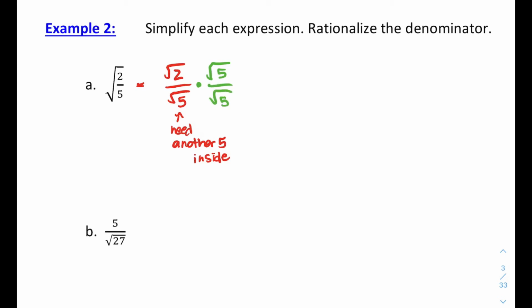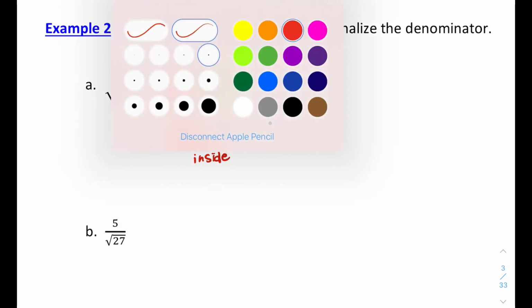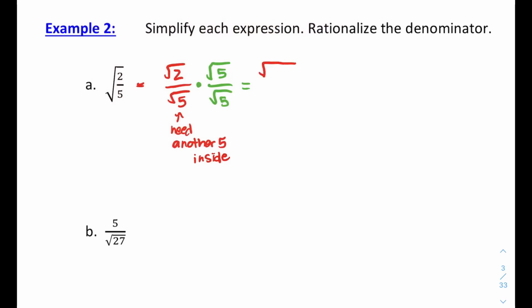That'll give you square root of 2 times 5 on top, 5 times 5 on bottom, which does what we want in our denominator, because you just end up with plain old 5 there. So it's square root 10 over 5.